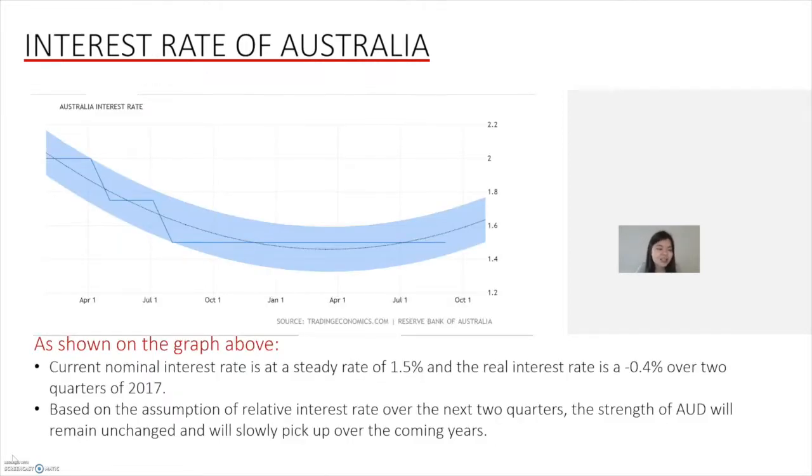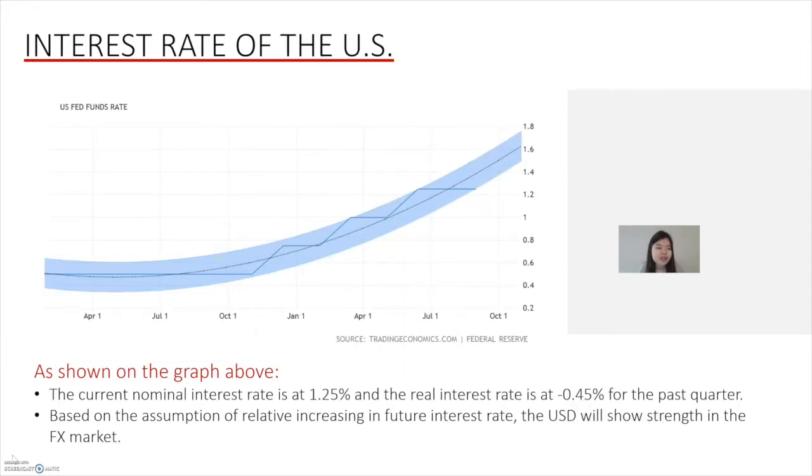Now we're going to see the interest rate of Australia. Based on the graph, we can see the nominal interest rate of Australia is at a steady rate of 1.5% and the real interest rate is at negative 0.4%. And based on the assumption, the strength of the Australian dollar will remain unchanged and will slowly pick up over the coming years. Next, the interest rate of the US.